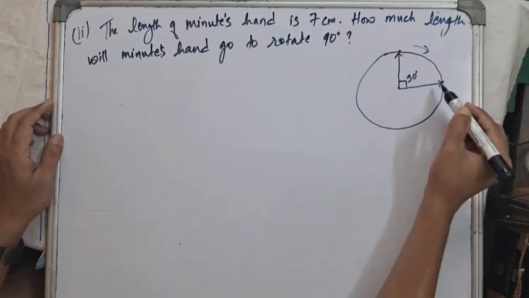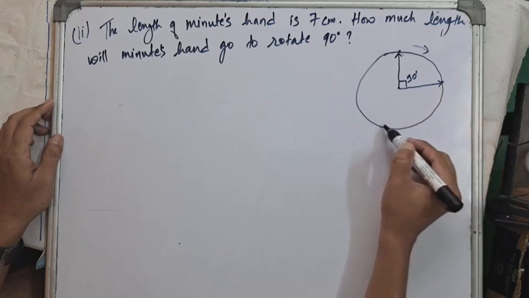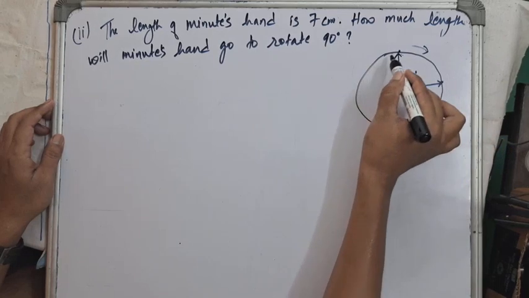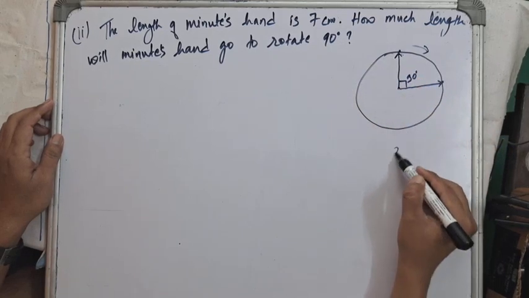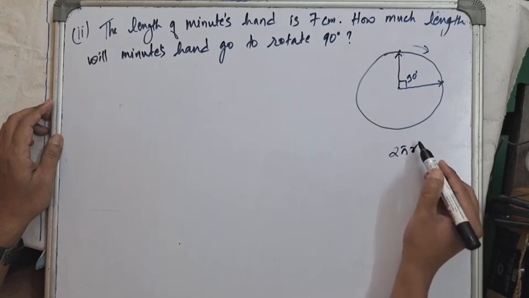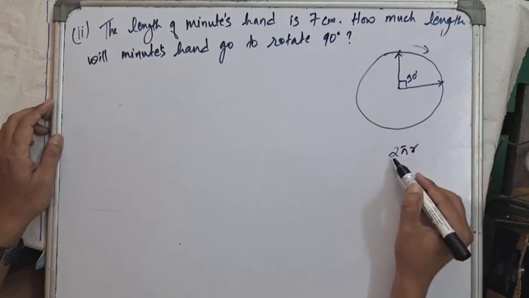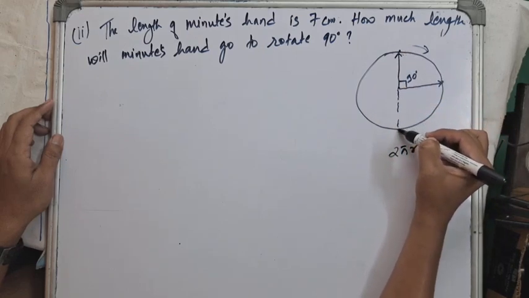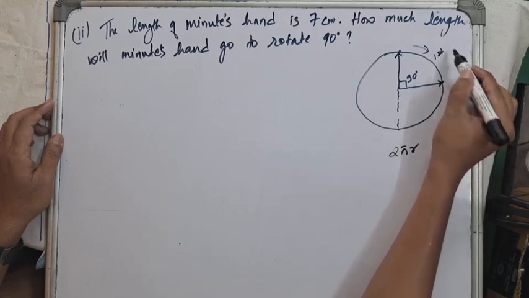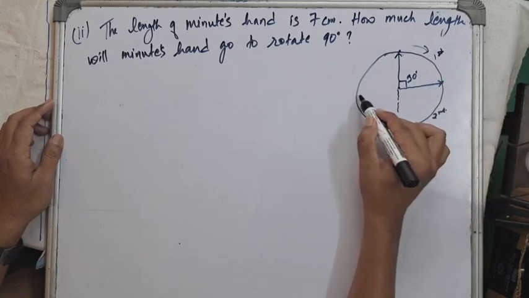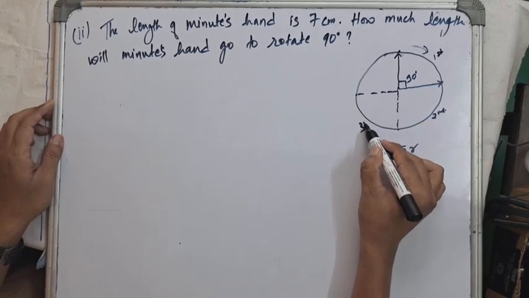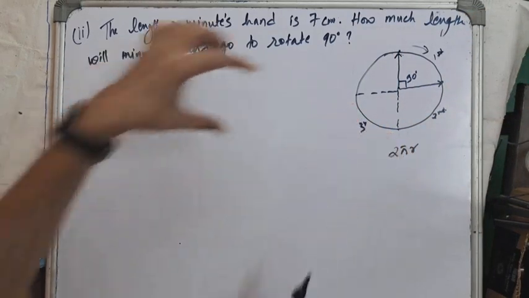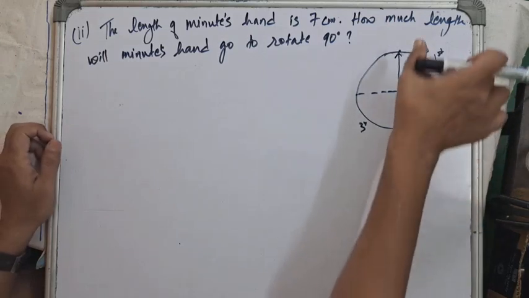If this minute hand would have covered the whole circumference of the circle, it would have traveled 2 pi r distance, which means the circumference of this circle, isn't it? But it covered only 1/4 part, because this is the first part, this is the second part, this is the third part, and this is the fourth part. So only 1/4 part is completed.